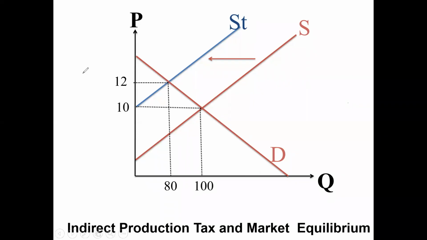Now you can see market price increases from 10 to 12. That means market price increases by 2 rupees. But remember, tax is not 2 rupees. Tax is this vertical gap entirely. We learned tax is the vertical gap between the two supply curves. So you can see tax is more than 2 rupees. So assume tax is 4 rupees, but the market price increase is only 2 rupees, right?